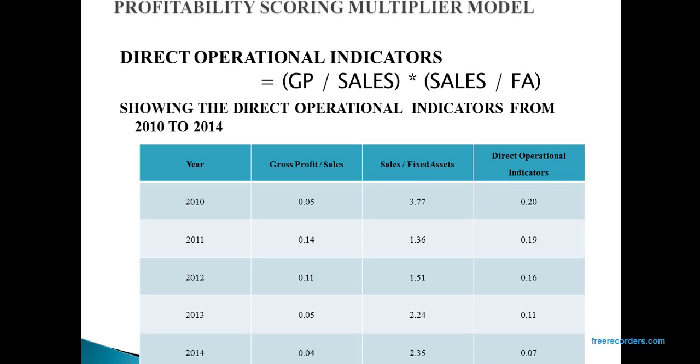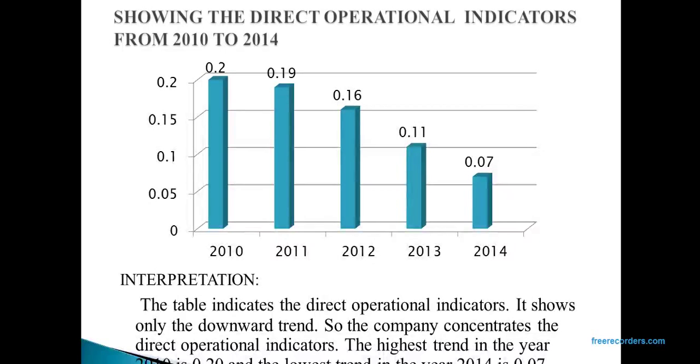Profitability scoring multiplier model. Direct operational indicators: gross profit, sales, and sales by fixed asset. Interpretation. The table indicates the direct operational indicators. It shows only a downward trend, so the company consulted the direct operational indicators, the highest trend in the year.